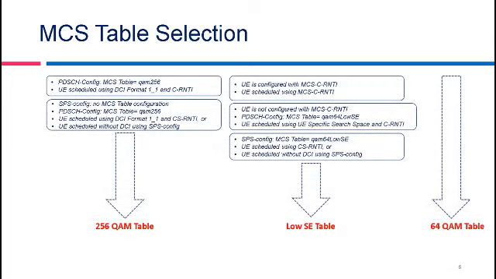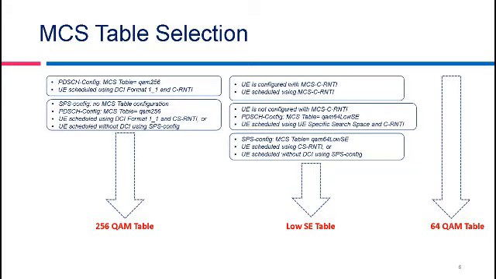The MCS table selection in 5G can be controlled by the eNodeB using RRC signaling and physical layer signaling. As part of RRC signaling, the eNodeB sends specific configuration for this MCS table, and the physical layer can control this using MCS C-RNTI.